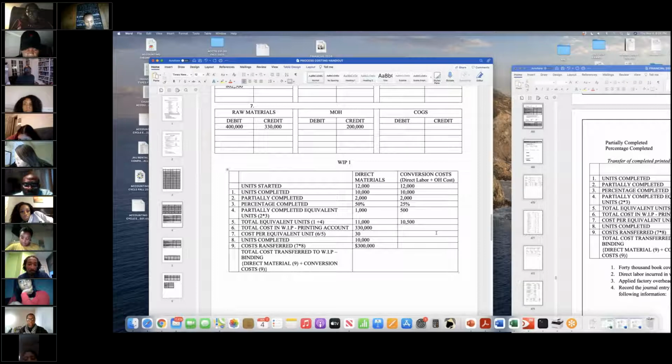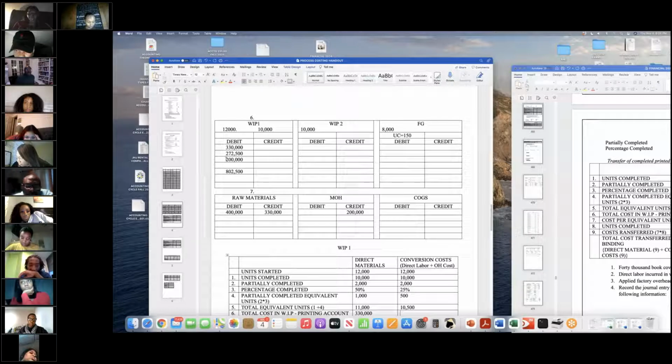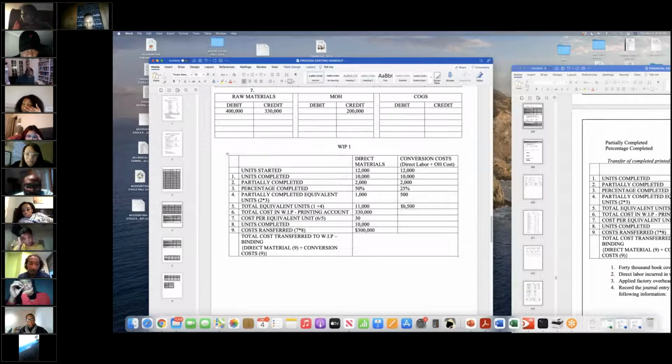10,500. And then for the total cost, I added the direct labor plus the overhead, which gave me 475,000. Well, not 475, but 472,500. Oh, 72. Okay, maybe that's what threw me off because I put the wrong number. So we're going to add these two together, and we get 472,500. Thank you for correcting my error. Oh, but it was still 10,500 right? And the 472,500 is how much?